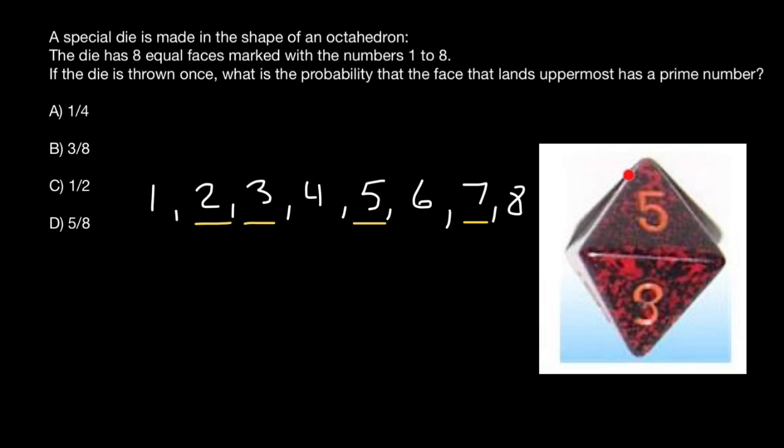So as you see, if we throw the octahedron die, it has 8 surfaces, 8 possible outcomes, and for the probability that this is going to be a prime number, as you see, we have 4 of them, so it's going to be 4 out of 8. Or we also can say that this is going to be 2 over 4 or 1/2. And this is answer C.